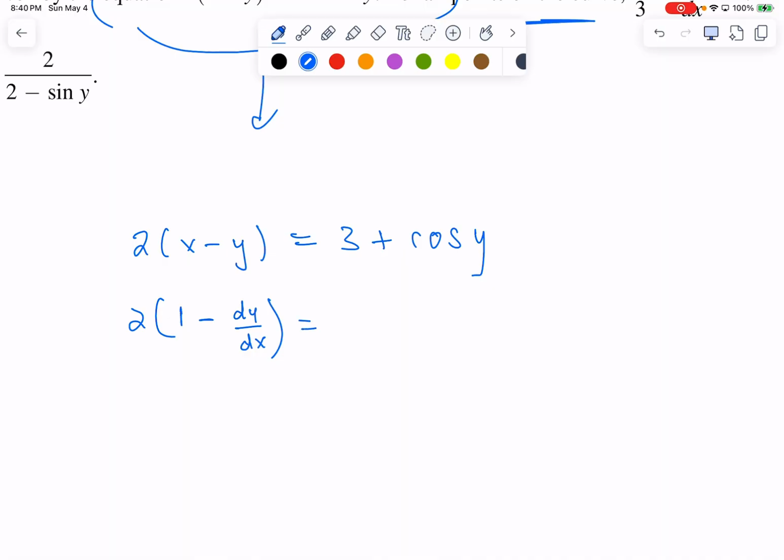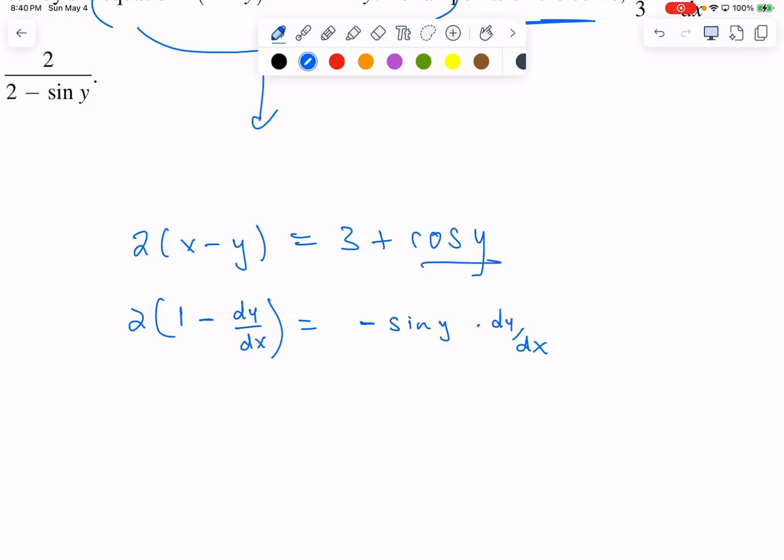Y you have to do implicitly. Equals 3. What's the derivative of 3? 0. What's the derivative of cosine y? Negative sine y times dy dx. Very good. That's 1 point right there. All right, that's 1 point.